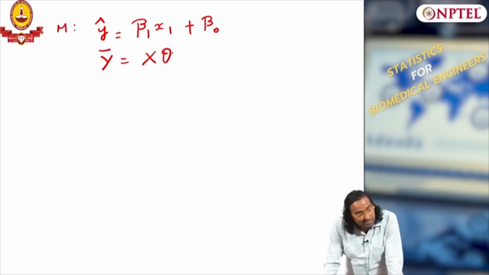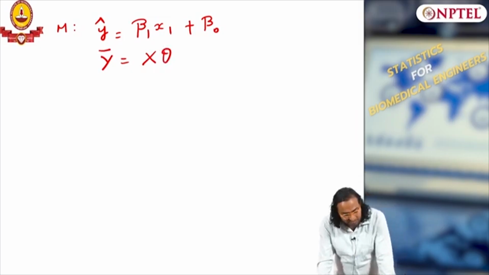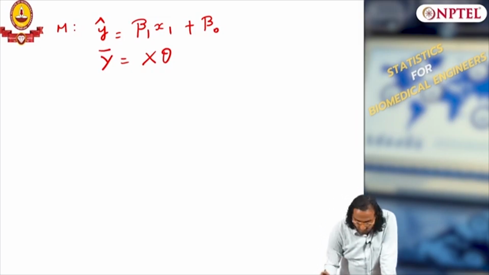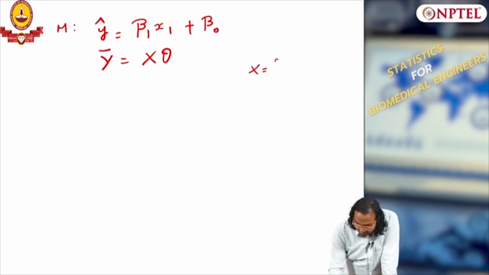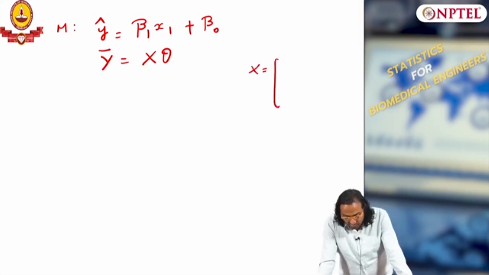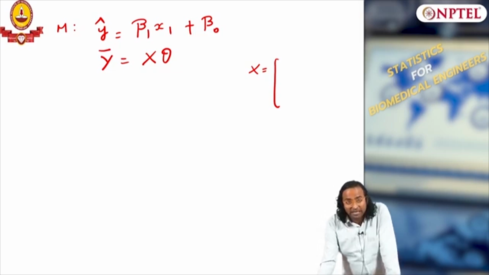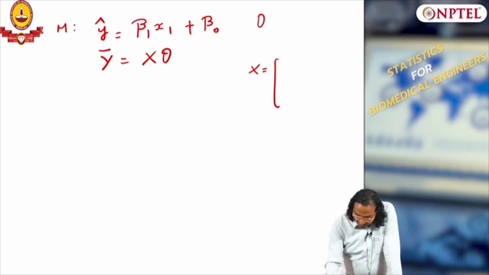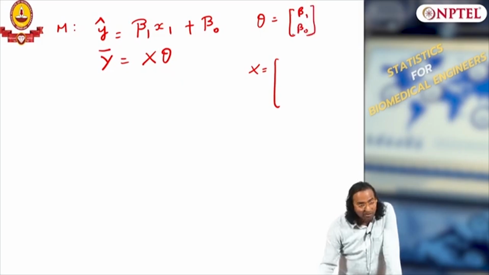What will be your x? What is your capital X? In this simple example, y equals beta 1 x1 plus beta naught. What is your x? If I want to write it in a compact form, like a matrix or a vector or whatever. What is theta first? Let us write theta. What is theta? Beta naught and beta 1.